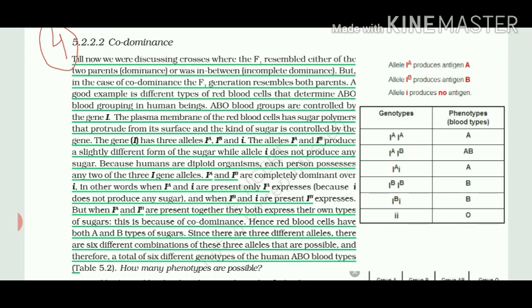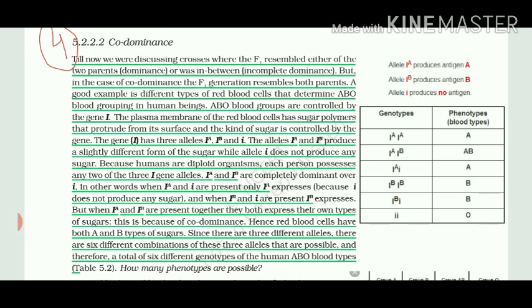Small i, if it is present with capital IA, which one is dominant, small i or capital IA? Obviously capital IA, so the blood group will be A. If small i is present with capital IB, the blood group will be B. But if both are small i, the recessive alleles, present together, they show O blood group. So this you have to remember.